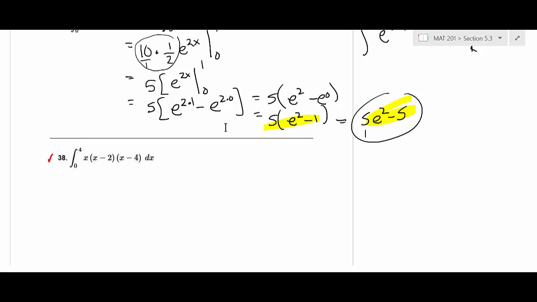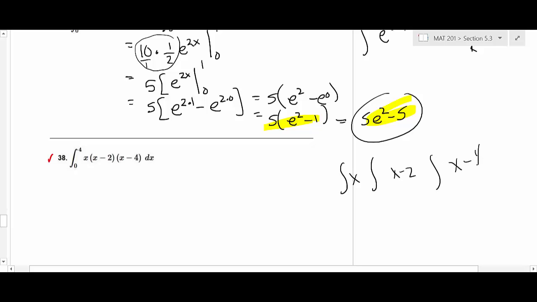A lot of times students have the idea that, well, I could just integrate x, integrate x minus 2, integrate x minus 4, and multiply together. It doesn't work. You can never do that. There is no product rule for an integral. There is something we call integration by parts that you learn in Calc 2, which is analogous to the product rule. But for now, there isn't anything you can do except just multiply this out. So let's go ahead and just do that.